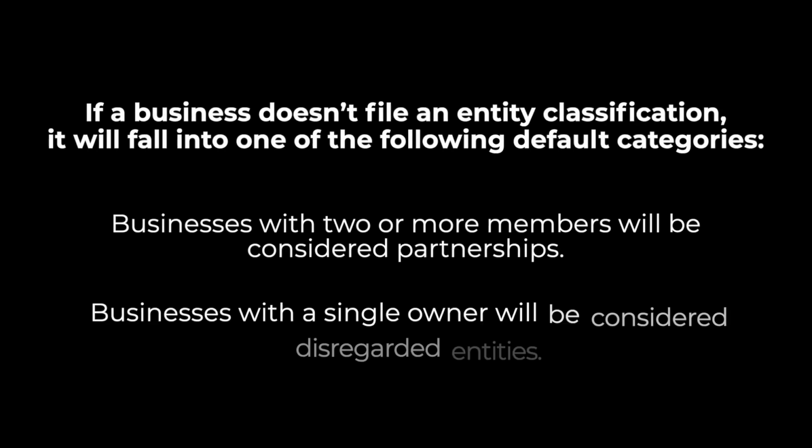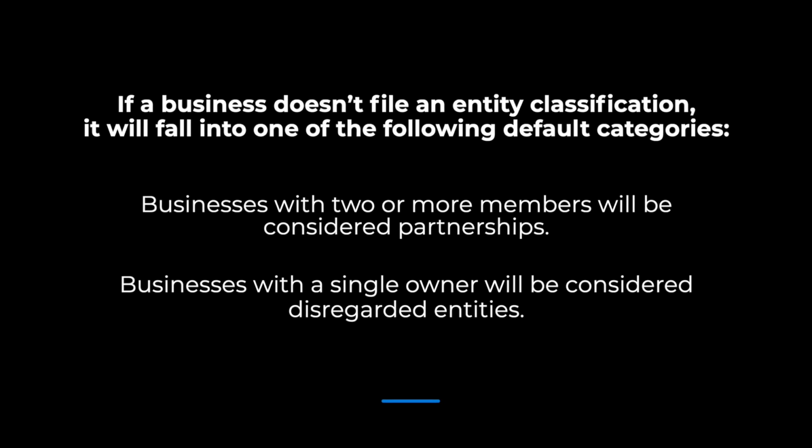It's important to note that if a business doesn't file an entity classification, it will fall into one of the following default categories. Businesses with 2 or more members will be considered partnerships, and businesses with a single owner will be considered disregarded entities. The following can elect their tax classification by filing Form 8832.